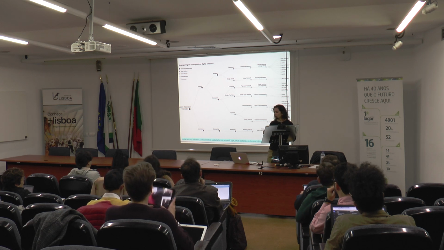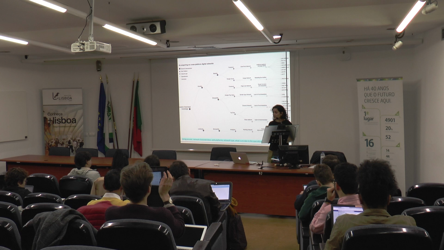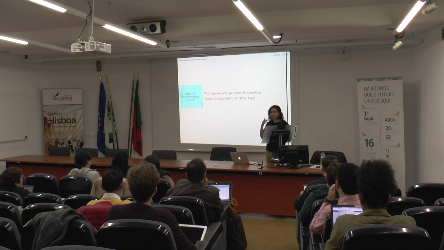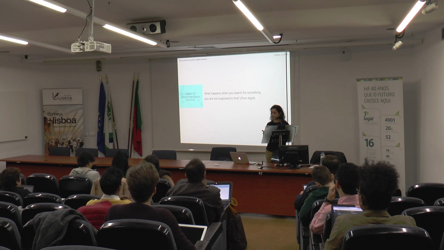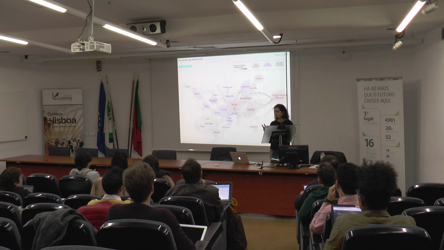And I brought an example, a case study that was done last year in the DMI summer school, where this group actually considered all these questions. They studied the layers of recommendations of the app stores, and they asked what happens when you search for something you are not supposed to find, such as porn apps. So this is an example of how the Google Play Store redirects our attention when we are searching for porn apps.